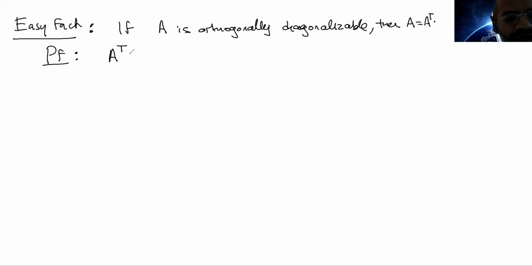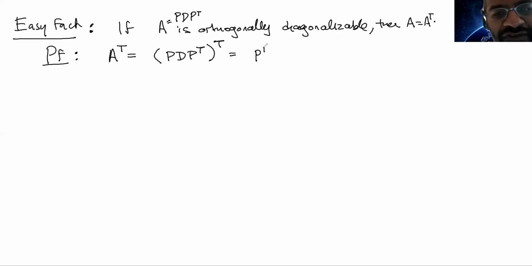Well, A is orthogonally diagonalizable, right? So that means A is equal to some PDP transpose. And so A transpose is (PDP transpose) transpose, using that A is PDP transpose. But okay, how does transpose work? Well, the transpose of a product is the product of the transposes with the order reversed.